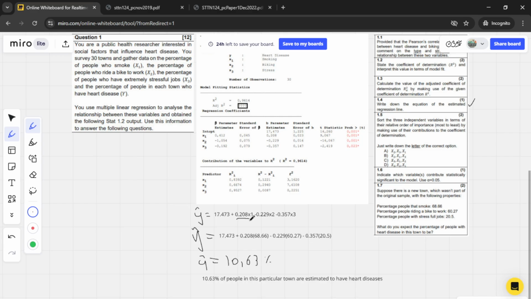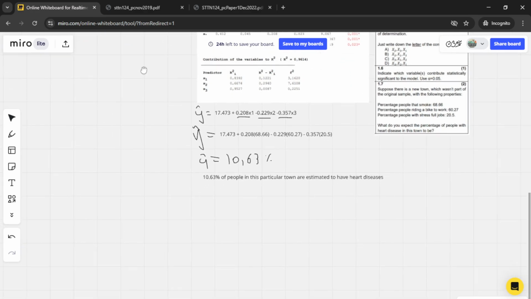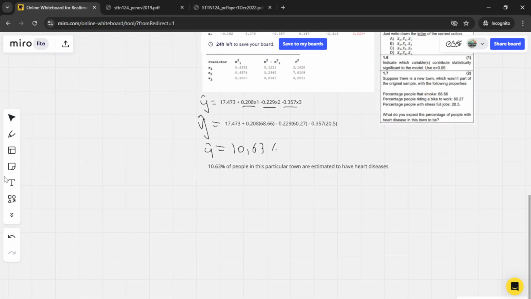So basically, the question wants you to interpret these values. What does this 0.208 mean? What does this minus 0.229 mean? And what does this minus 0.357 mean? For this one, I'm just going to go down a little bit so that I give you guys an answer here. You can just write this in your notes and then cram it or something, but this is a standard answer for this.